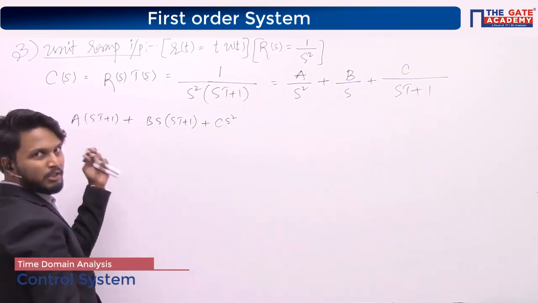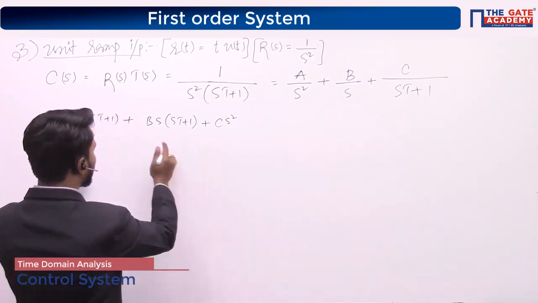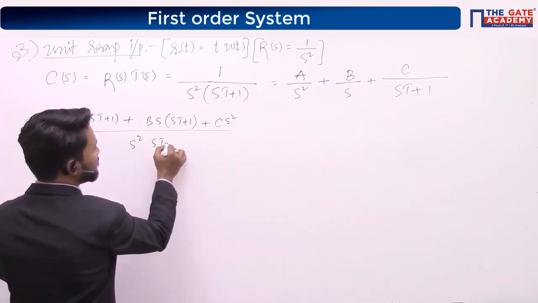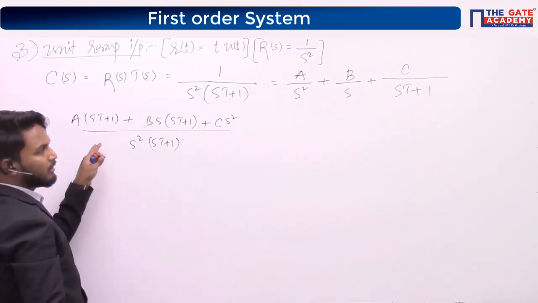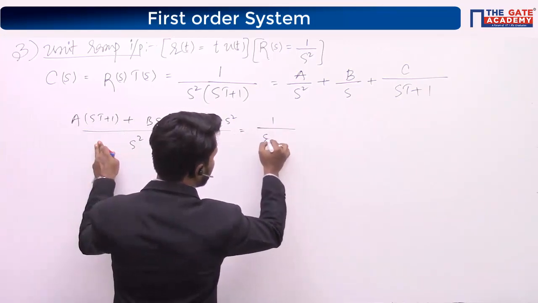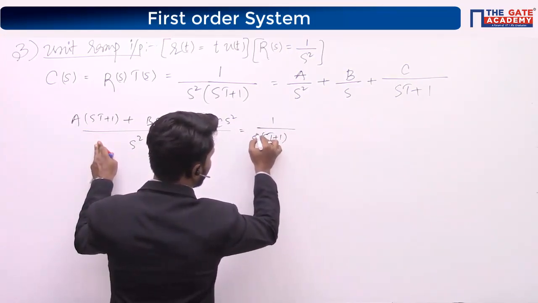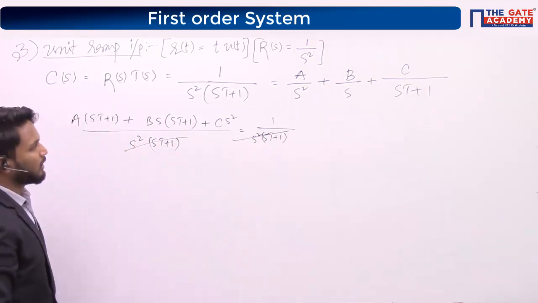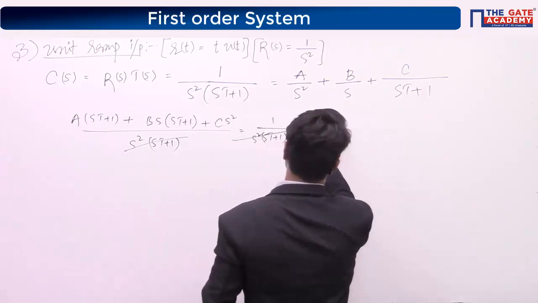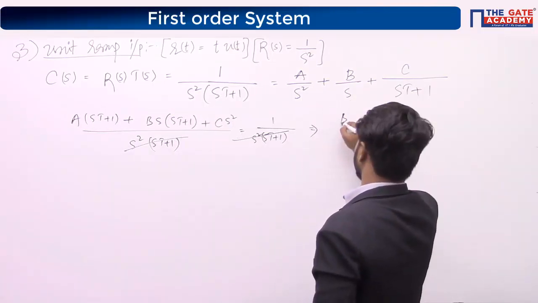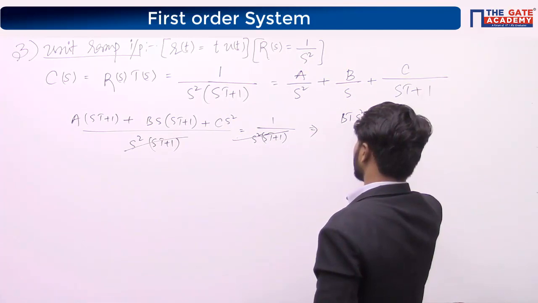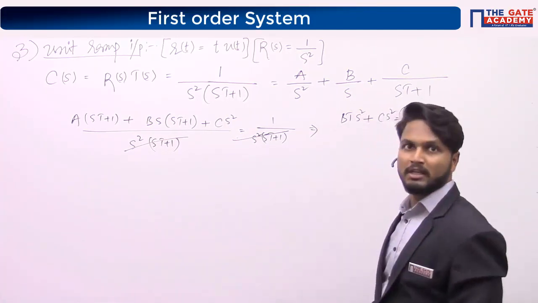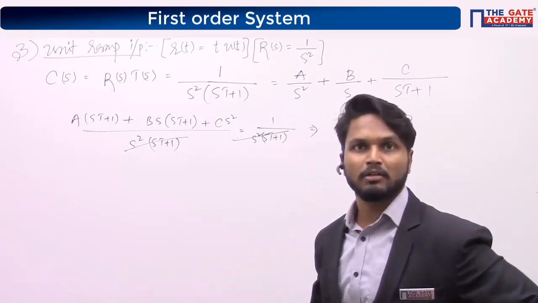So just compare both the numerators. This is the numerator, right? So if at all you take LCM s square into st plus 1, you will get this, right? So this is equal to 1 by st plus 1 into s square. So this denominator gets cancelled. Just compare the numerators, right? So take all the terms where you have s square, bts square plus cs square is equal to 0, because there is no term containing s square at all.